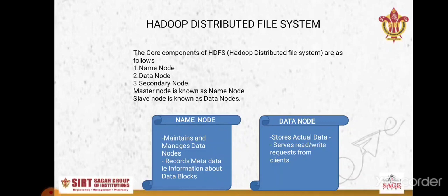Now data nodes basically store the actual data. They serve read and write requests from the client. Whatever read request or write request is made by the client, all the data required to fulfill those read and write requests has to be stored by the data node. So the name node and data node are both important for the Hadoop cluster, and they perform different roles in the Hadoop cluster.